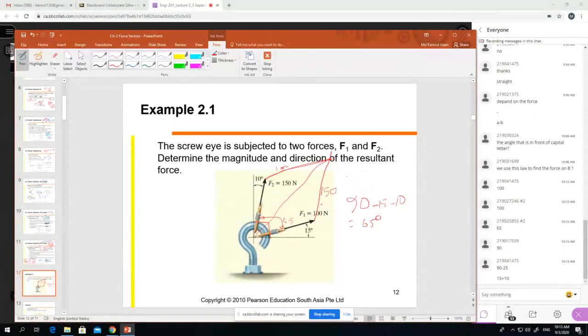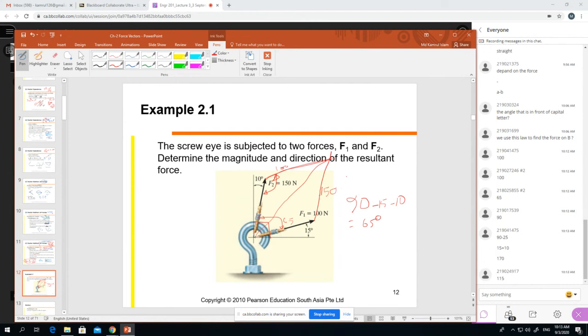Fine. Now tell me, what is this angle? Tell me, someone. Can anyone tell me? I give you 2 minutes. 115. Okay, fine. Yes, the answer is correct. Everyone okay with this? Everyone agree with this?